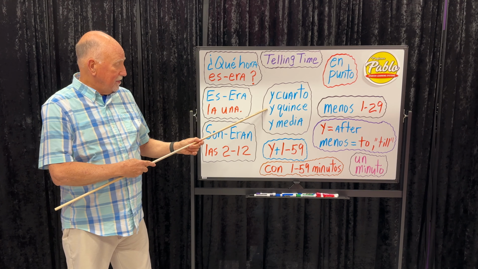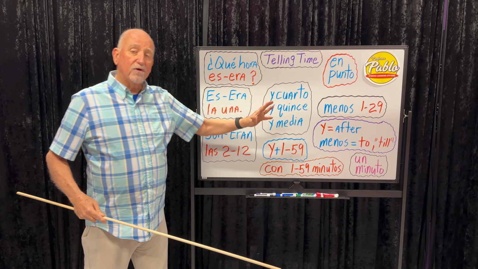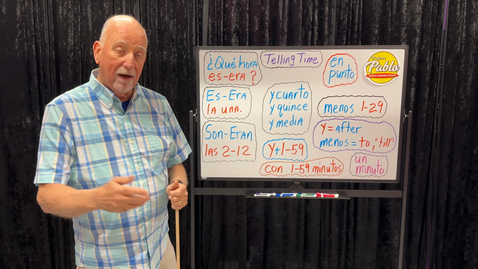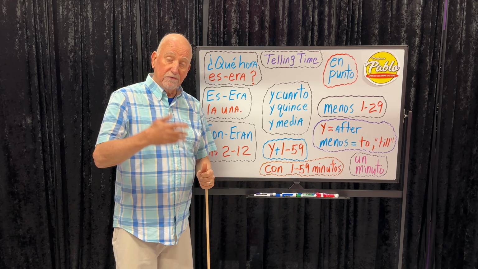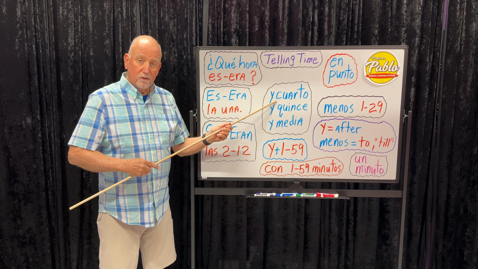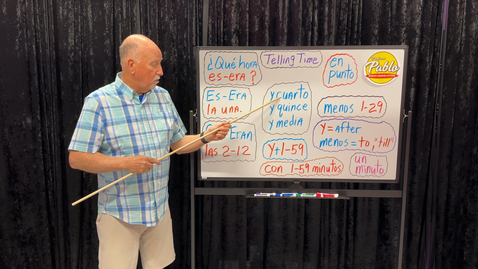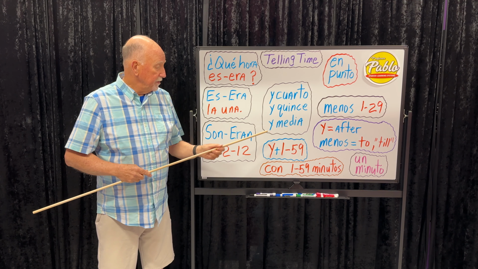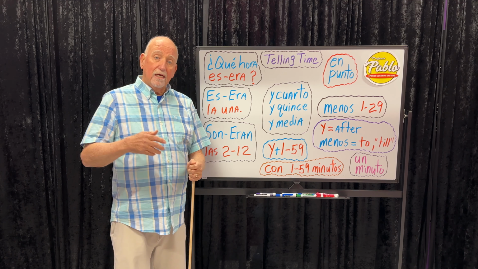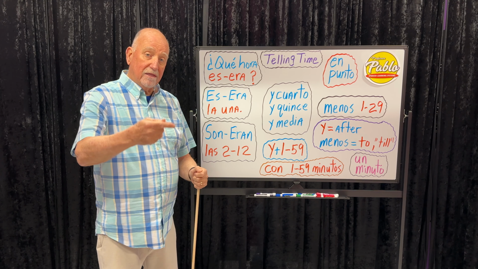Y cuarto, y quince, y media. These three are very, very common. Y cuarto means a quarter after the hour. Y quince means 15 after the hour, which is basically another way of saying y cuarto. Y cuarto, y quince means a quarter after or 15 after. And y media means 30. When you say it's like 5:30, you'd say y media.